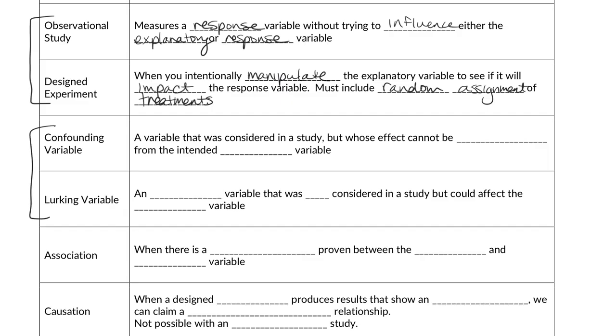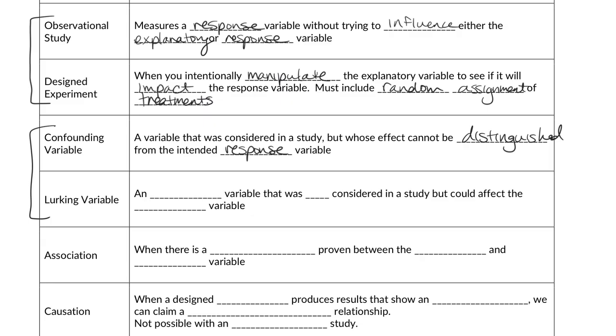Now, we discussed this a little bit already too. We didn't define it, but remember when we made that list of things that might actually affect sleep and GPA? Those are called confounding variables. It's a variable that was considered in the study but whose effect cannot be distinguished from the intended response variable. So like maybe, without controlling for students who have a job, those with a job are going to have a lower GPA if we're forcing them to have a certain amount of sleep. Things like that. That's a confounding variable.